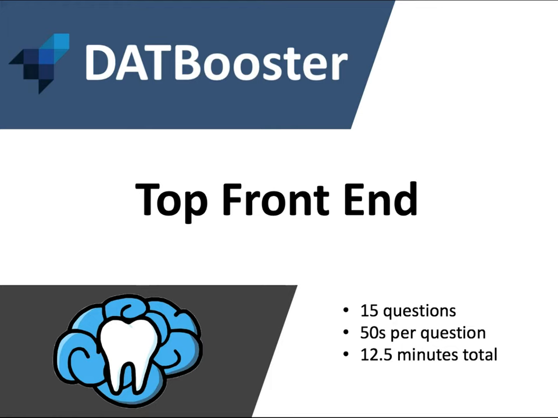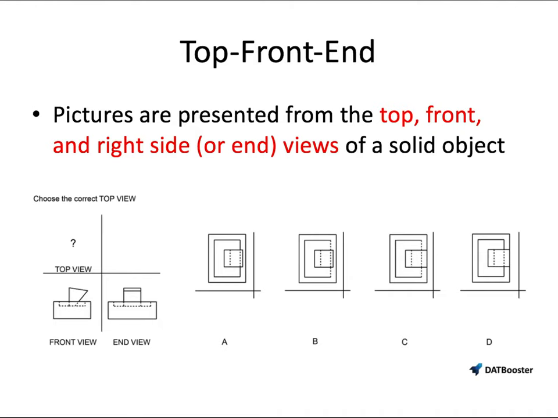So you're presented with pictures from the top, front, and end views of various three-dimensional objects. And the views are without perspective, which means the views are straight on without any indication of a third dimension. The view looking down on the object is shown in the upper left-hand corner as the top view. The view looking at the object from the front is shown in the lower left-hand corner as the front view, and the view looking at the object from the right side is always shown in the lower right-hand corner as the end view. Now, these views are always in the same positions and are labeled accordingly.